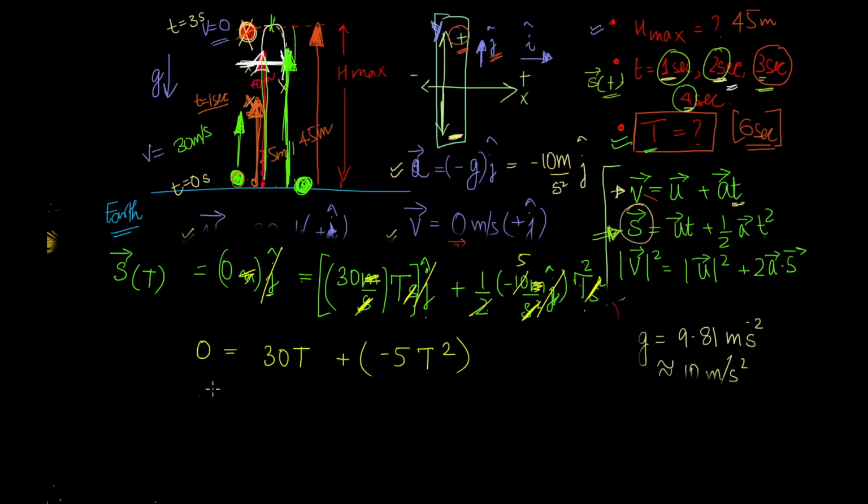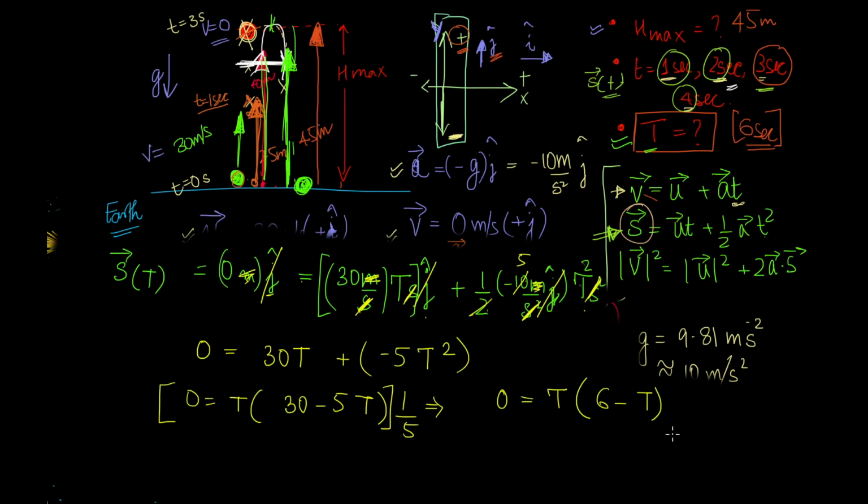So this is your equation, and in order to solve this for t, you can take t common out, and that gives you t times (30 minus 5t) equals 0. You can simplify this by dividing everything by 5, and you're left with 0 by 5 is 0, t like so, and this whole equation by 5 is 6 minus t, and that is 0. So what you have right now is a quadratic equation, and a quadratic equation has two roots. One of them is 0, the other one is t equal to 6 seconds.